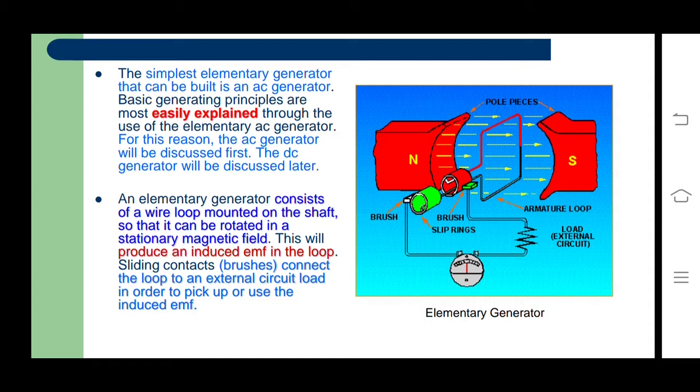How the voltage is generated by the generator can be seen in this class. The elementary generator generates AC voltage. The AC generator will be discussed first. The DC generator will be discussed later, because between the AC generator and the DC generator there is a small difference. That difference will be explained later.